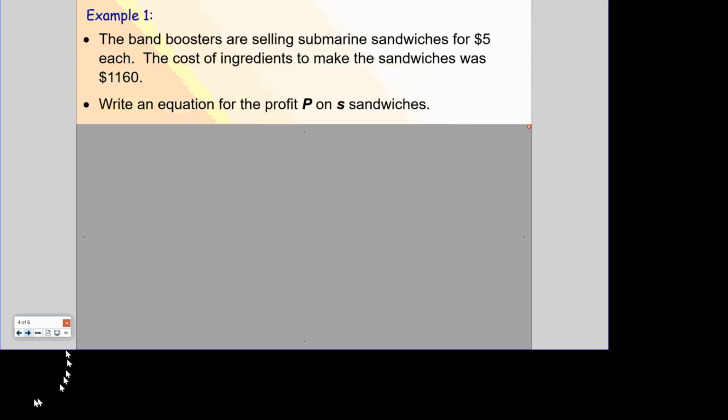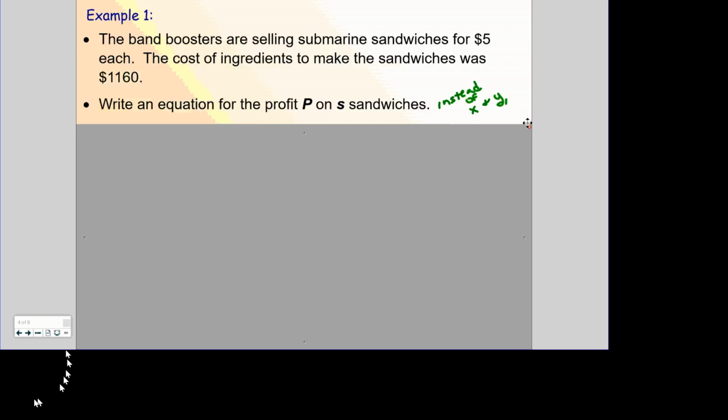In this example, it says the Band Boosters are selling submarine sandwiches for $5 each. The cost of ingredients to make the sandwiches was $1,160. And we're going to write an equation for the profit, P, on S sandwiches. So this means instead of using X and Y, we're going to use P and S. So generally in a scenario like this, what I do is I work through the problem using X and Y, and then at the end I replace X and Y with P or S in this scenario, for example.